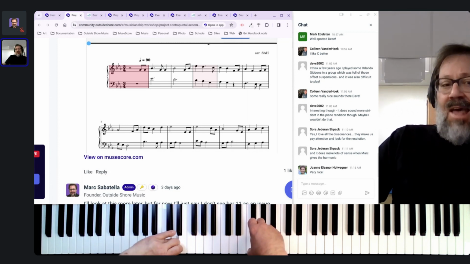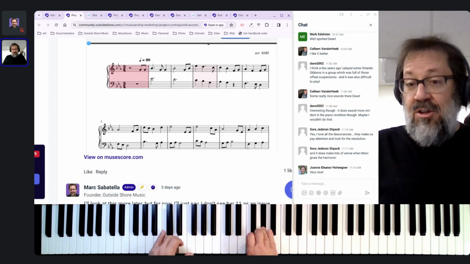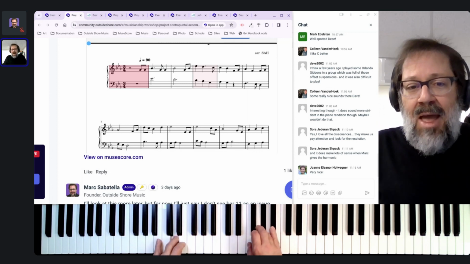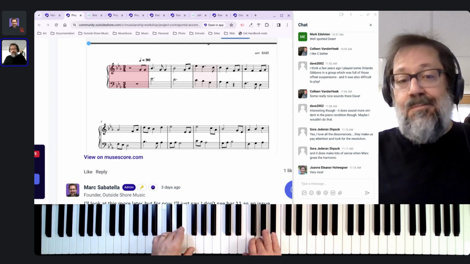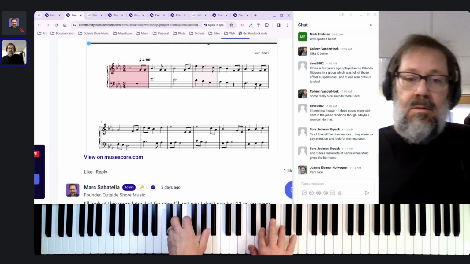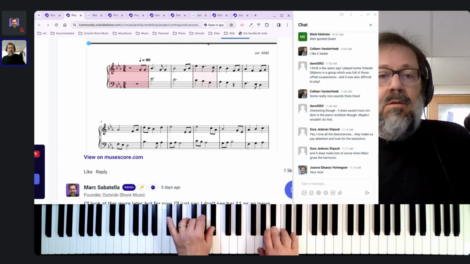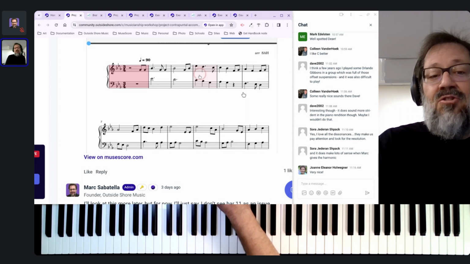And now we get to end this phrase on this tritone, which is a dissonant interval, and yet we know what that interval wants to do. It wants to come here, right? That interval wants to come here. And she gives it to us a measure later.